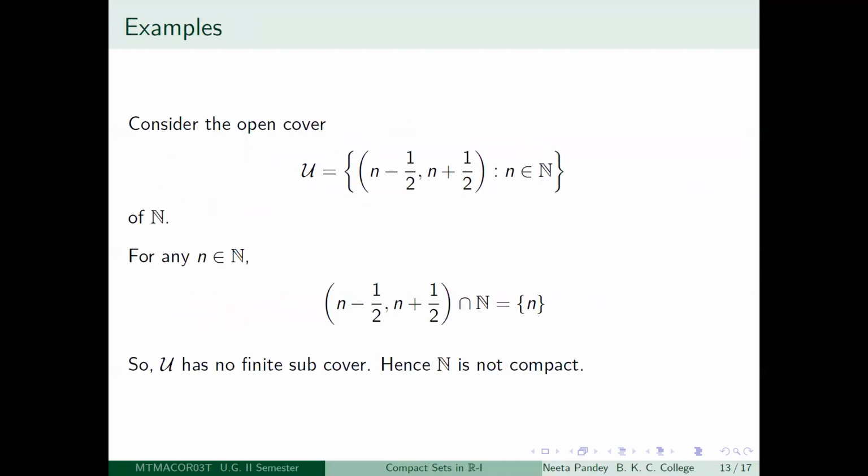For it to be compact, every open cover should have a finite subcover. I'm just repeating myself. And therefore, in this case, for the set of positive integers, you have been able to find one open cover which has no finite subcover. Therefore, you can immediately say that the set of positive integers is not compact.